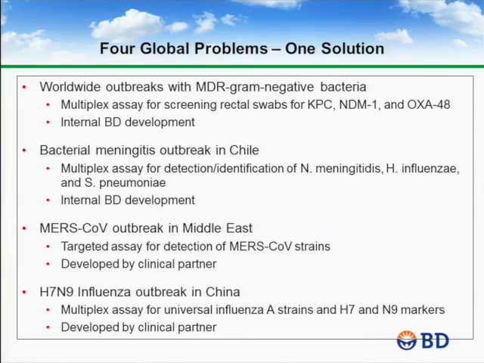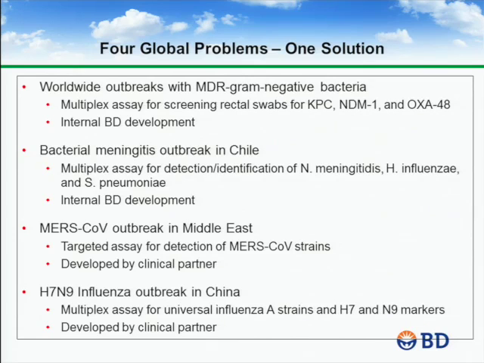Now, let me give a couple of examples of how we were able to take advantage of this. And in my travels, again, I come in contact with issues that need to be addressed. And so in the first case, there was an outbreak of multi-drug resistant gram-negative bacteria. And so we developed a carbapenemase-directed assay. And in this case, it was directed against the three most common genes that encode carbapenemases in gram-negative bacteria, KPC, NDM-1, and OXA-48. We developed this multiplex assay and made it available for screening for colonization or infection with these organisms.